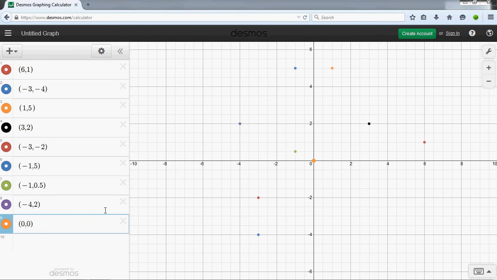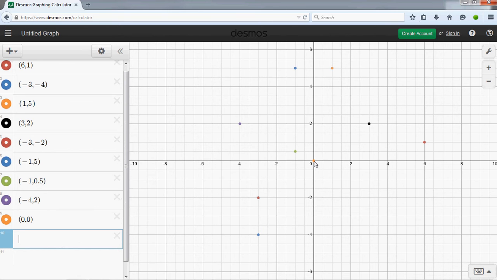Now what about (4, 0)? Well, 4 on the x-axis, 1, 2, 3, 4. We go up 0 on the y-axis, so I think it's going to be right about here. And there it is. Now what about (7, 0)? We go over 7 on the x-axis. We go up 0 on the y-axis, so I think it'll be right about where the mouse is. And there we go.